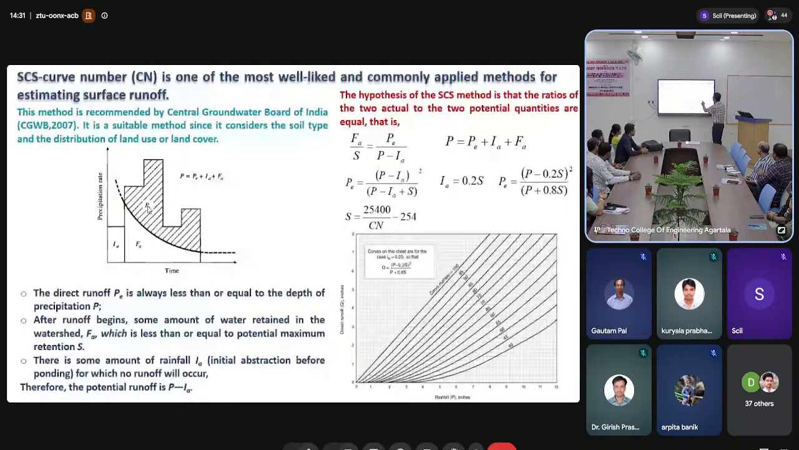So this is the hydrograph. This portion is excess rainfall. Now try to understand, this excess rainfall will always be equal to or less than total rainfall. Do you agree with me? Excess, that is overland runoff, cannot be more than the rainfall. Rainfall is P. How much will the overland flow be? Obviously, it may be equal to P or less than P. That is why I said the direct runoff is always less than or equal to the depth of precipitation. Agree? Number 2, after the runoff begins, some amount of water is always retained in the watershed.